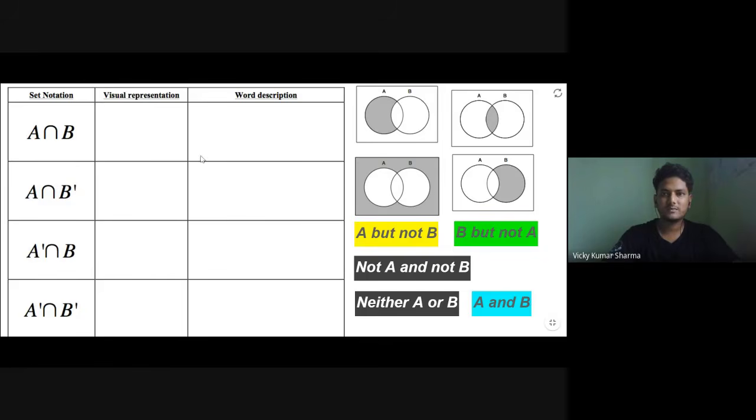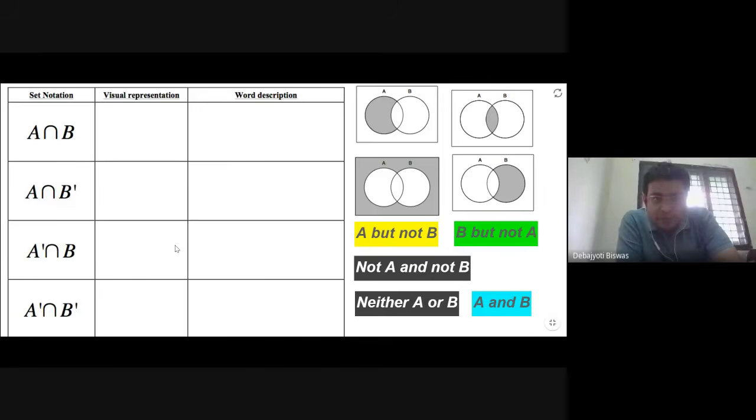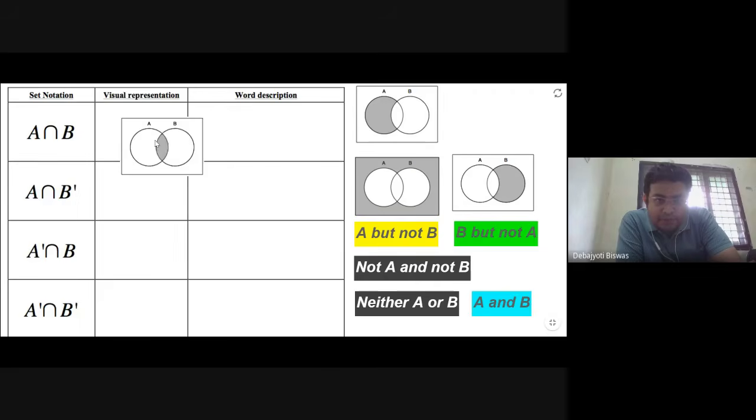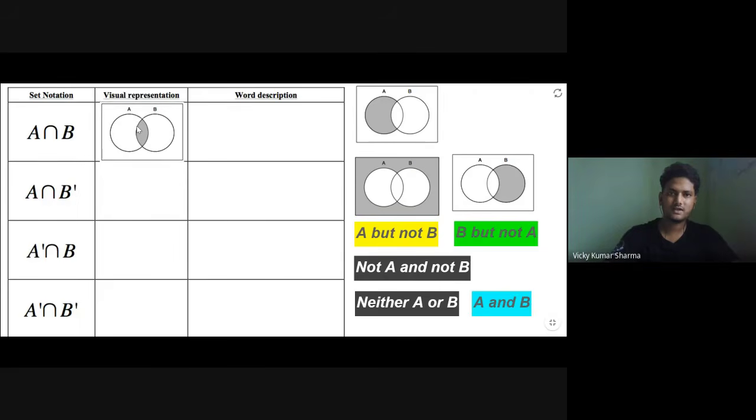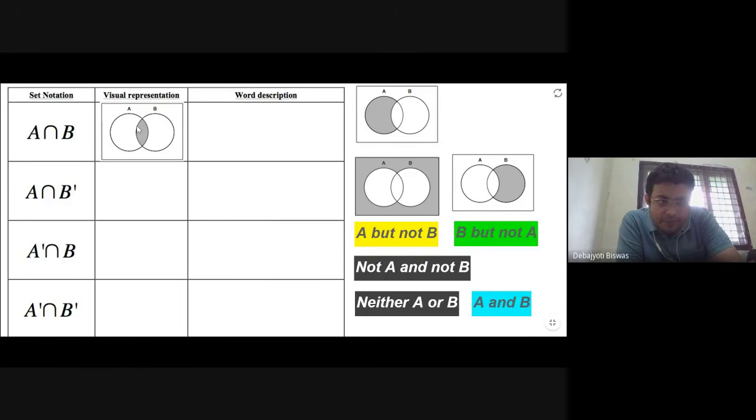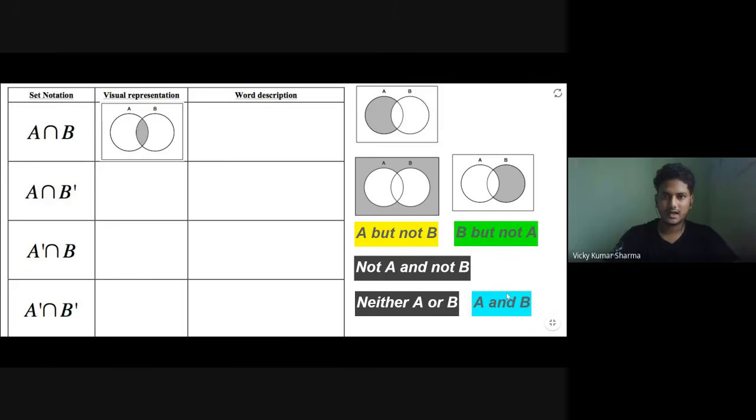So Devjyoti, can you tell me which of these Venn diagrams represents A intersection B? I think the top right one. This one? Yeah, A intersection B. Okay. And what is the word description for this? A and B. Okay. Nice.